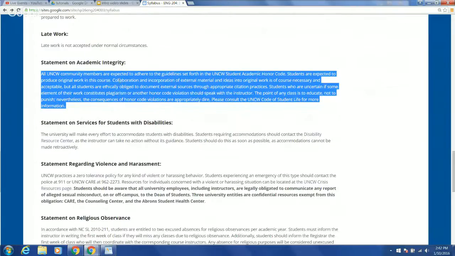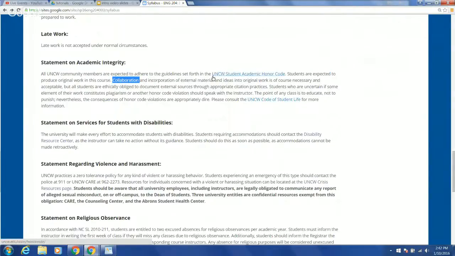Academic integrity, this just means that we abide by the honor code in terms of penalties for plagiarism and cheating. It tends not to be a problem in this course and the university as a whole. Most students do not cheat. That's kind of an overblown fear. Very few students actually do cheat.